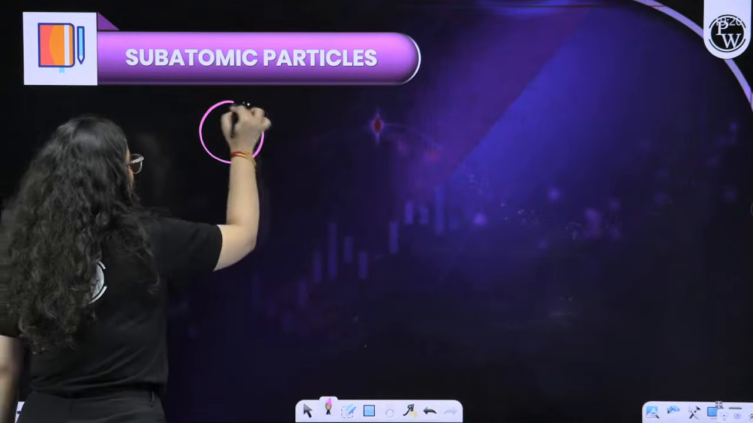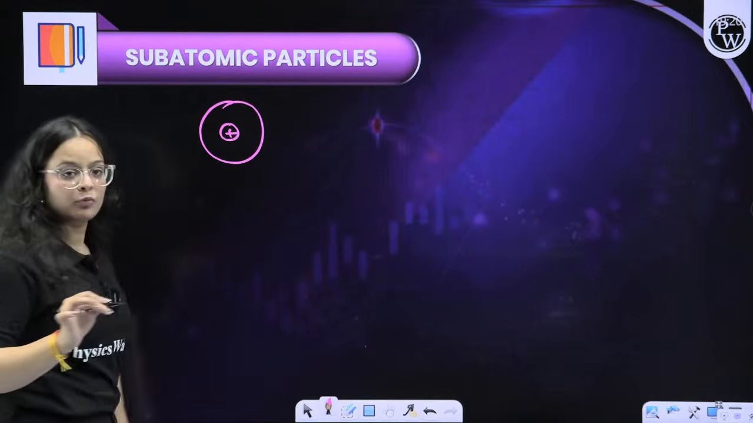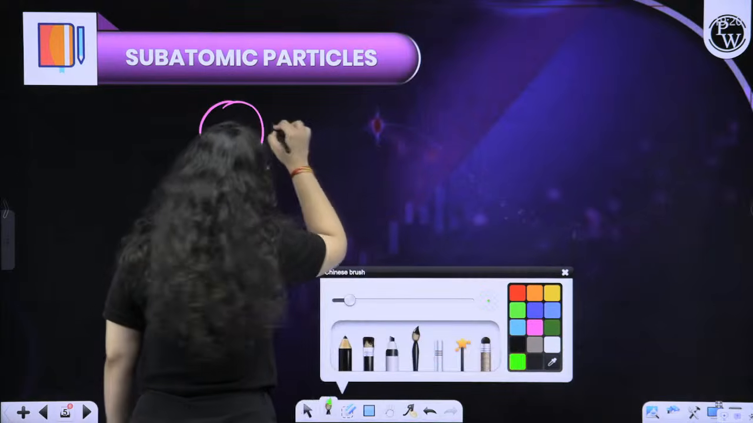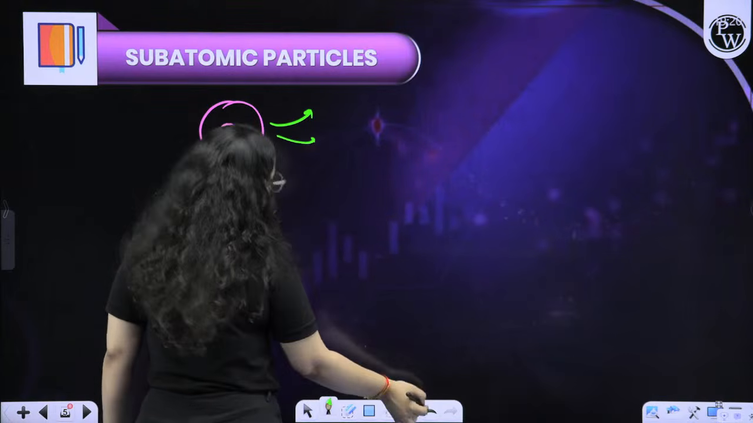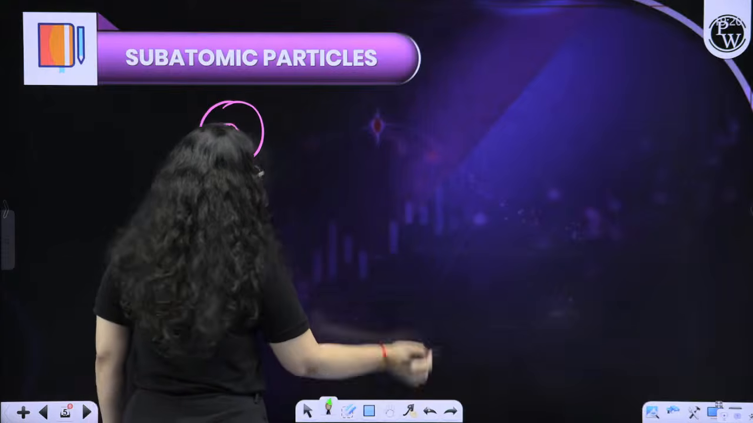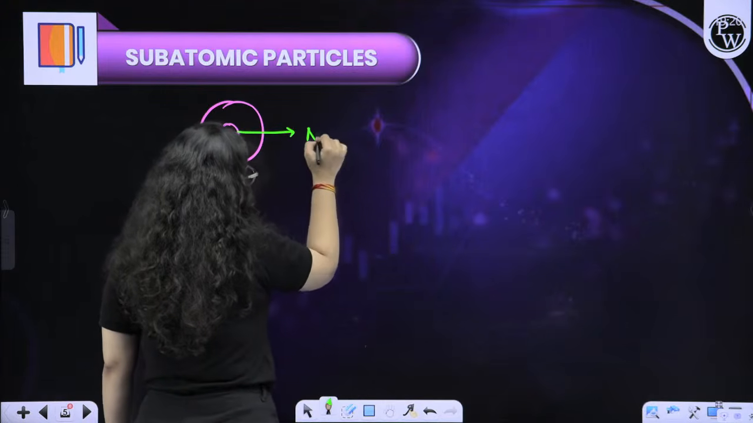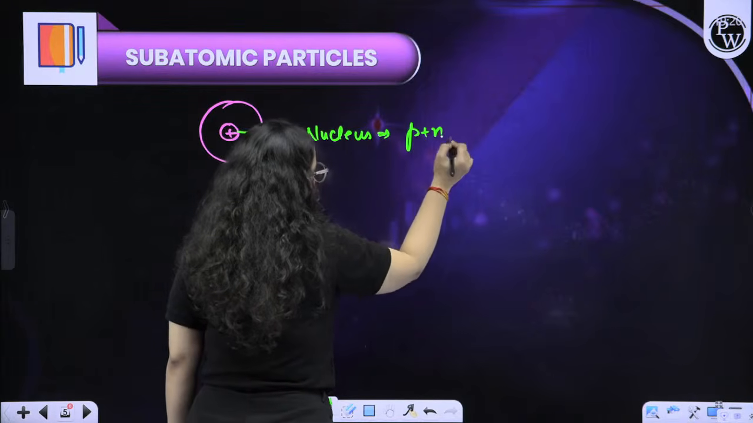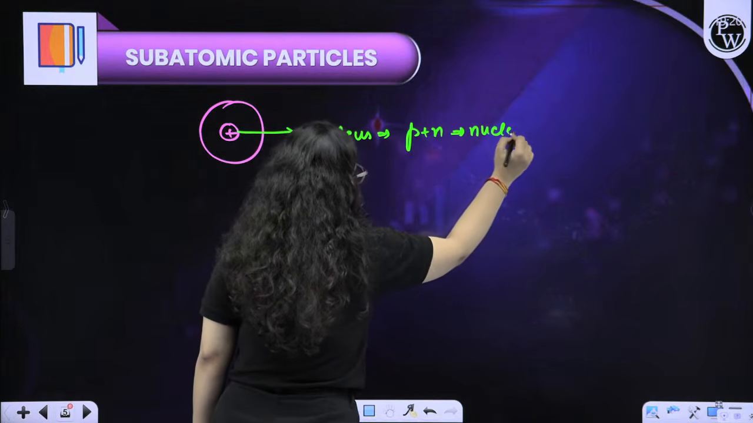Moving on to the subatomic particles. In an atom, we all know the structure of an atom to be like this, right? In that atom, we say that the atom contains other subatomic particles as well. For example, if I draw the structure of this atom, this is the nuclear portion. The nucleus contains what? Proton plus neutron, which are collectively named as nucleons, right?